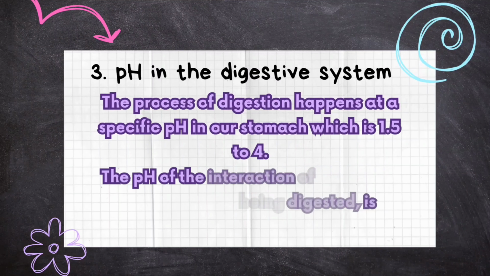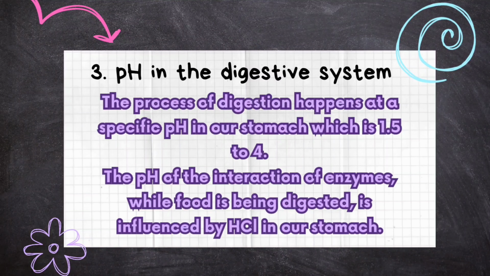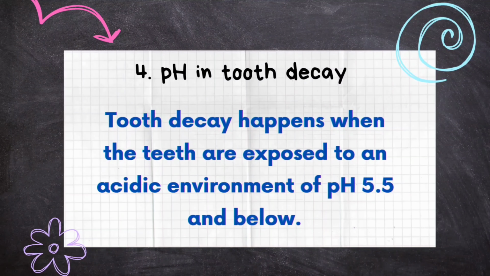3. pH in the digestive system. The process of digestion happens at a specific pH in our stomach, which is 1.5 to 4. The pH for the interaction of enzymes, while food is being digested, is influenced by HCl in our stomach. 4. pH in tooth decay. Tooth decay happens when the teeth are exposed to an acidic environment of pH 5.5 and below.